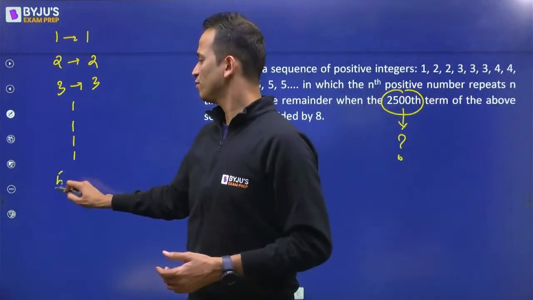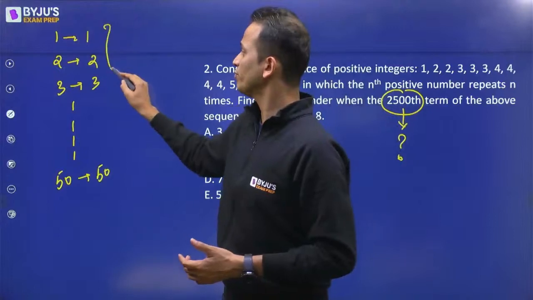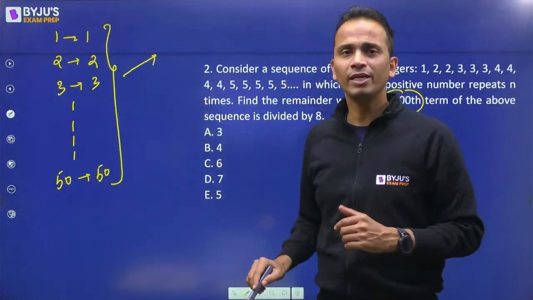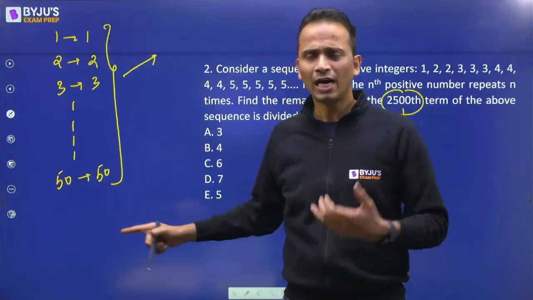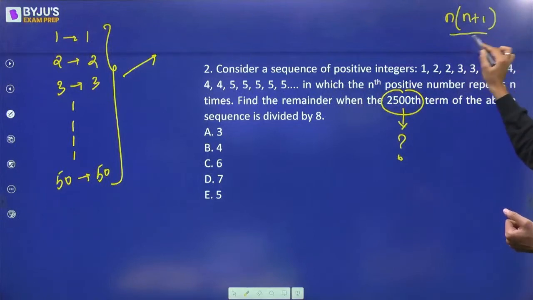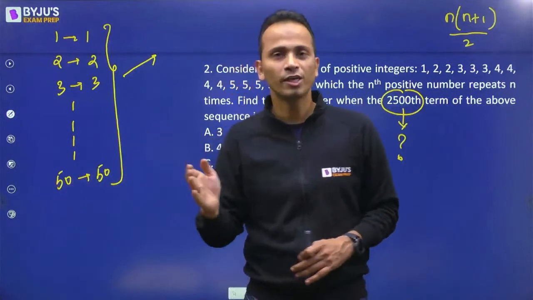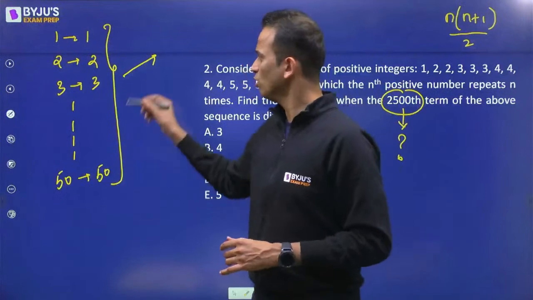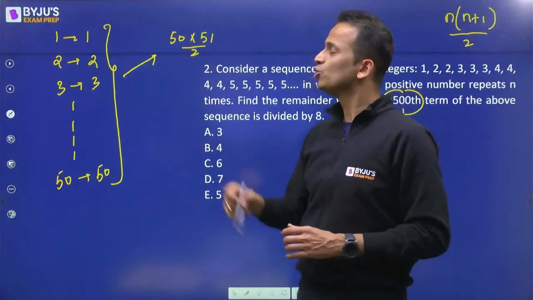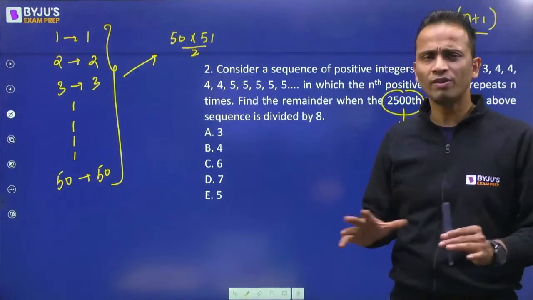So I'll assume that the last term is 50, which is written 50 times. So the total number of terms that I have written up till 50 will be equal to the sum of the first n natural numbers. I'll use the formula for the first n natural numbers. The formula is n into n plus 1 divided by 2. So if I'm assuming that the last term is 50, which is written 50 times, the number of terms will be 50 into 51 divided by 2. This value will be somewhere around 1200.